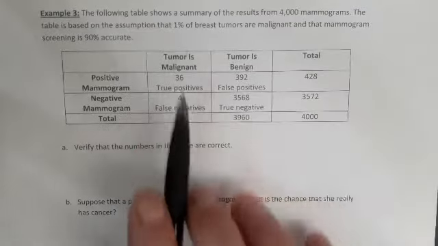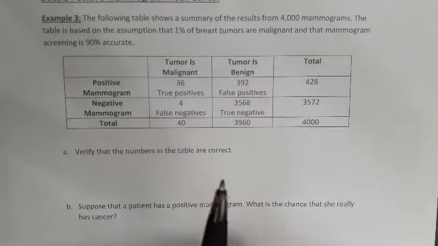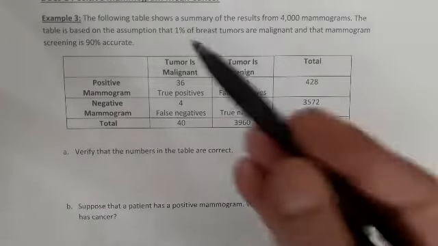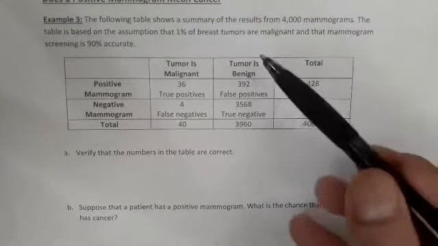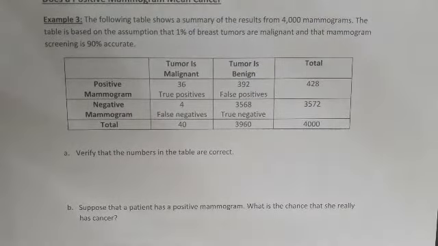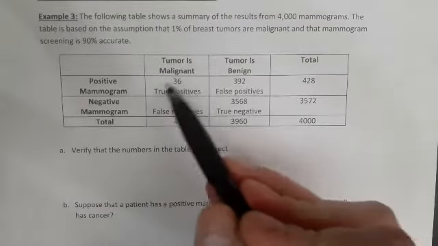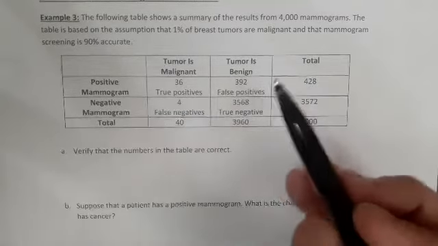Now, this is saying the tumor is malignant or the tumor is benign. If the tumor is malignant, that means it's bad, it's carcinogenic. So there would be 40 total malignant tumors, 3,960 benign. So here, this is the test saying it was bad, and this is the tumor actually being bad. So this is telling you the truth here.